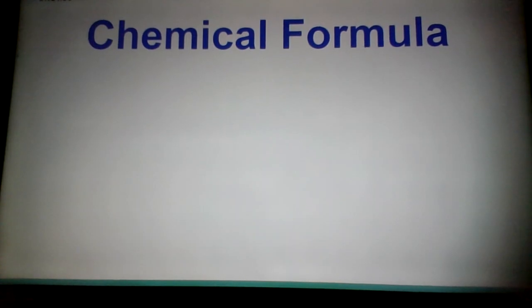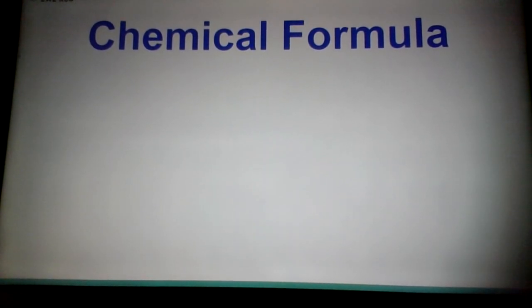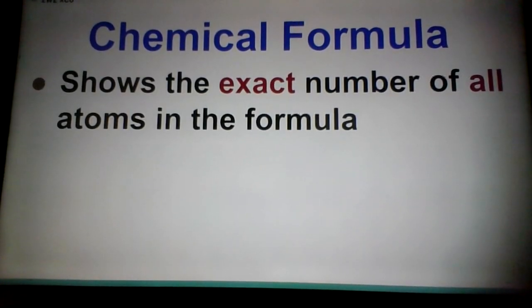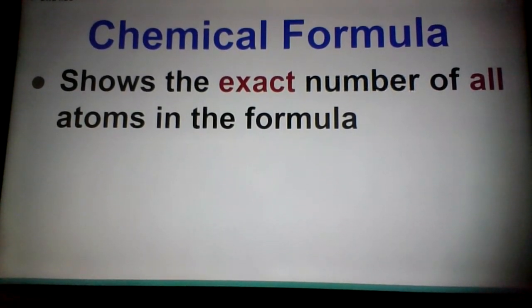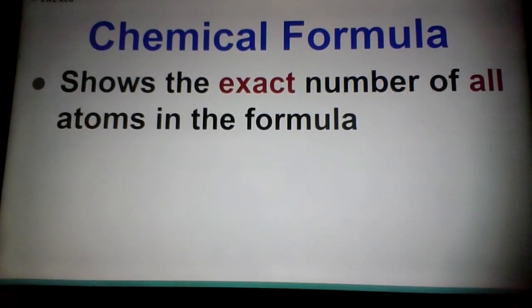What is a chemical formula? Well, we've seen some already. Here is your definition now of chemical formula. The formula that shows the exact number of all the atoms that make up the molecule. So the exact number of all atoms in that chemical formula.